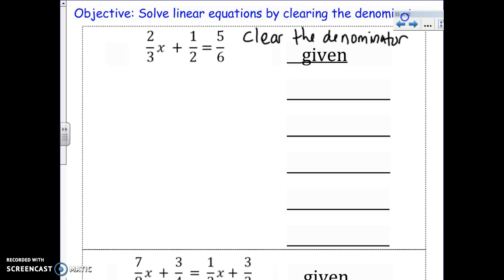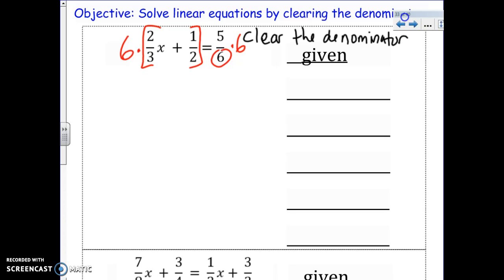You can find a common denominator with 2/3 and 1/2. You can find a common denominator with 5/6. Then you can try to go from there. But clearing the denominator is the way to go because I don't really want to see those fractions. I would circle the biggest denominator and bring that and multiply everything by that number.